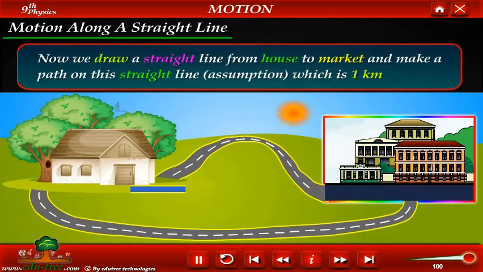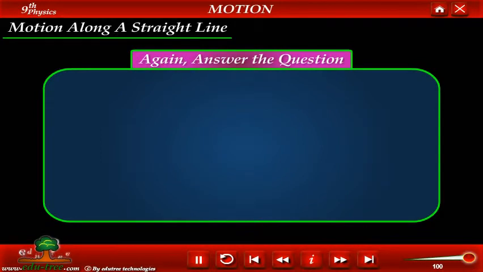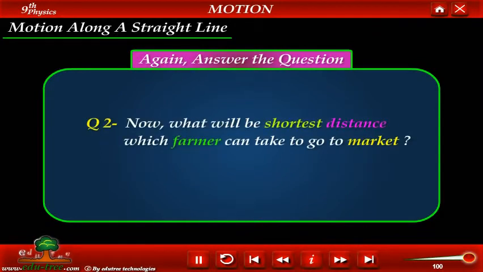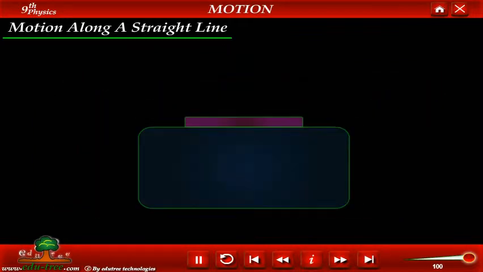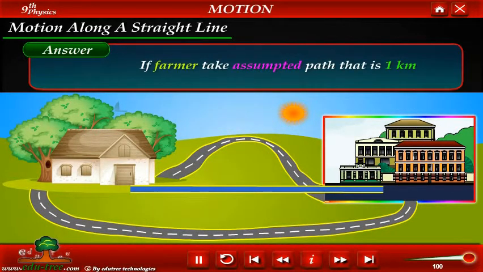Now, we draw a straight line from house to market and make a path on this straight line, which is 1 kilometer. Again, answer the question. Question 2. Now, what will be the shortest distance which the farmer can take to go to the market? Answer. If the farmer takes the straight path, that is 1 kilometer.